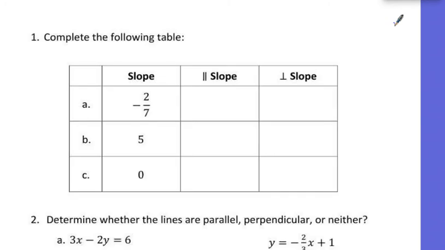Example 1. Complete the following table. Here we're given three different slopes, and we're asked to find the parallel and perpendicular slope to it. So we look first at -2/7. A parallel slope would be the same. A perpendicular slope would be opposite reciprocal.